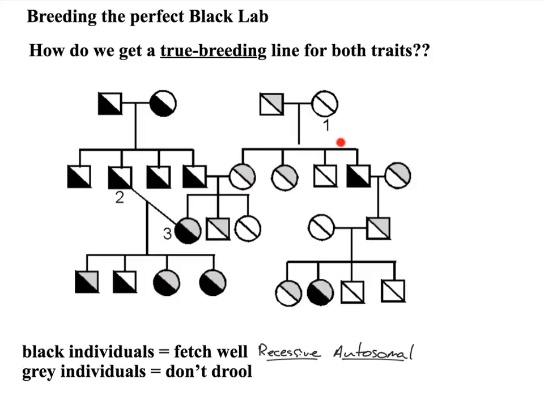So I'm going to go ahead and say that gray individuals, it looks like it's actually a dominant trait. Let's see if it was dominant here. It looks like it's autosomal. Looks like it's autosomal dominant because both males and females have it. So I would say it's dominant and autosomal.